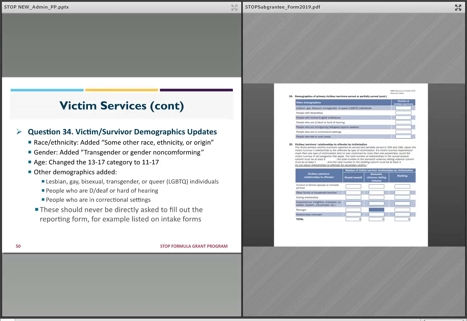There are also new other demographics sections, including lesbian, gay, bisexual, transgender, or queer individuals, people who are deaf or hard of hearing, and people who are in correctional settings. These other demographic questions should never be directly asked by subgrantees. For example, they should not be listed on intake forms. They should just be reported if subgrantees learn of victims' other demographic statuses in the course of providing services to them.